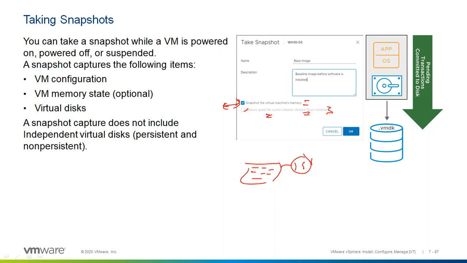All right, a snapshot capture does not include any independent disk. When we say independent, there is a disk type. Normally my disks are dependent, persistent and non-persistent mode. That is the limitation.